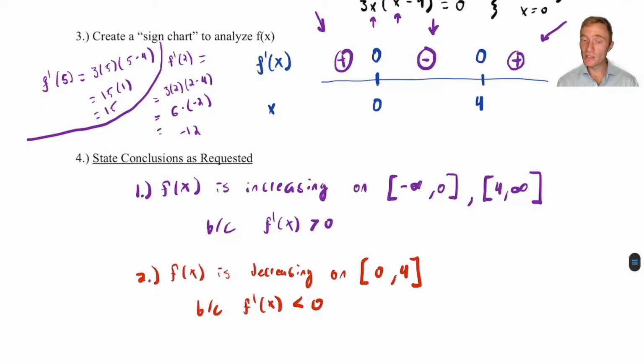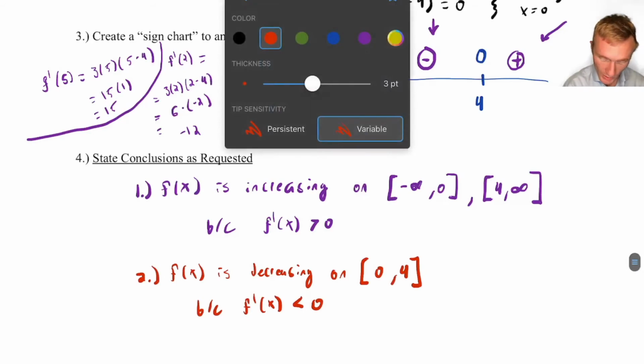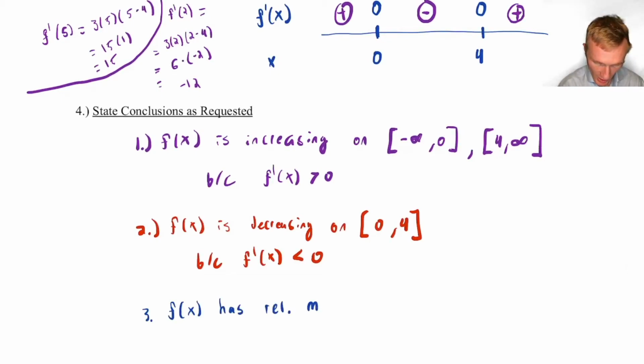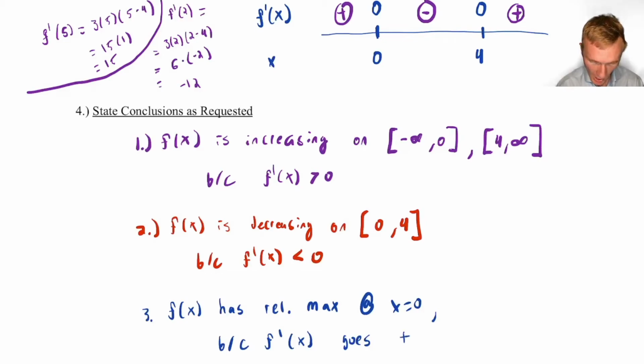Finally, we can say things about the mins and the maxes. We can say that f of x has a relative max, let's do the maxes first, at x equals 0 because f prime of x goes from positive to negative. The derivative is positive on the way to 0. It's 0 at x equals 0, and then the derivative is negative, so we have a relative max.